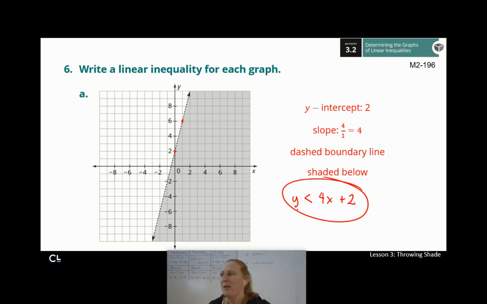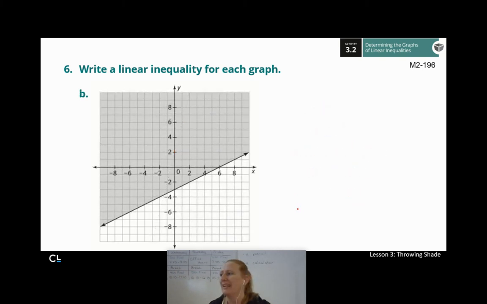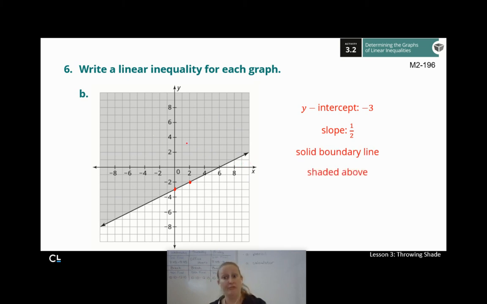How'd you do on the next one? Let's check. All right. Y-intercept is here at negative 3. I'm going to follow the line, and I can see my next point is right here. So it looks like I went up 1 over 2. So my slope is 1 over 2, or 1 half. I see a solid boundary line. I'm shaded above my boundary line, the half plane up above.